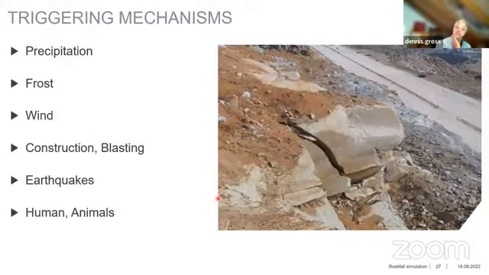The triggering mechanisms are also quite important to understand. Of course, frost most likely in Malaysia will not play a role at all. But for sure, rainfall is one triggering mechanism which we have to deal with, especially in Malaysia. Also, earthquakes can be, and construction blasting is also something which we need to take into account, especially when we talk about alignments, where for new alignments or in the past, blasting has been carried out to a big extent.